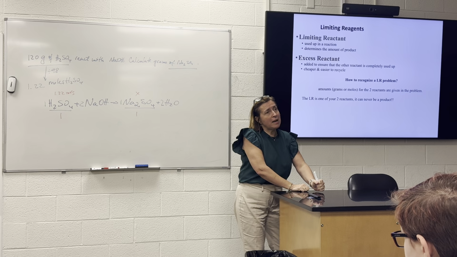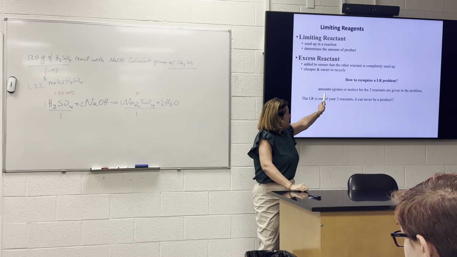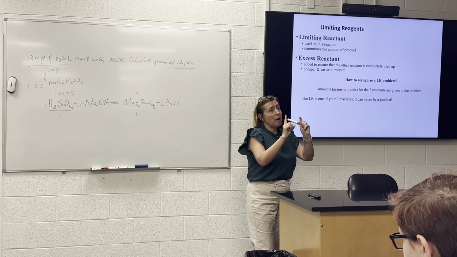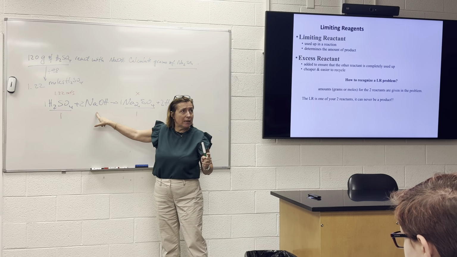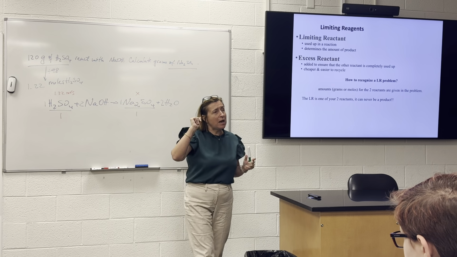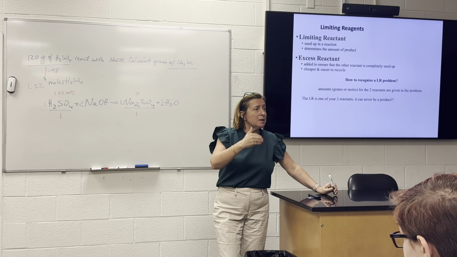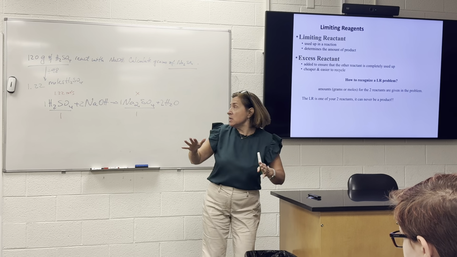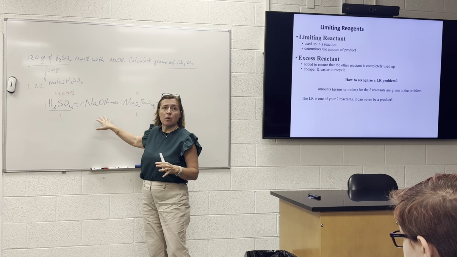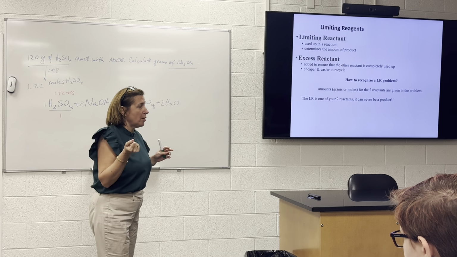How do we recognize that we have a limiting reagent problem? The problem has to give me the amount of both reactants. That is a red flag that you have a limiting reagent. And how do you solve it? By doing the math twice, as a stoichiometry problem done twice, one with one reactant, the other one with the other reactant. It's as simple as that. It's a double stoichiometry problem.